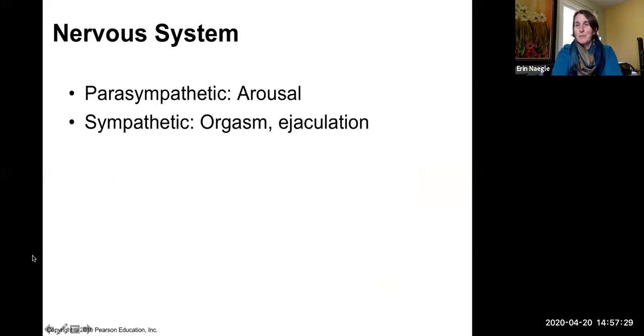So the nervous system for women has similar roles as in men. The parasympathetic nervous system aids with arousal, aids with blood entering the erectile tissues of the clitoris and the greater vestibule. The sympathetic nervous system aids with the muscular contractions that happen during orgasm, as well as ejaculation for the women who ejaculate from their lesser vestibular gland.